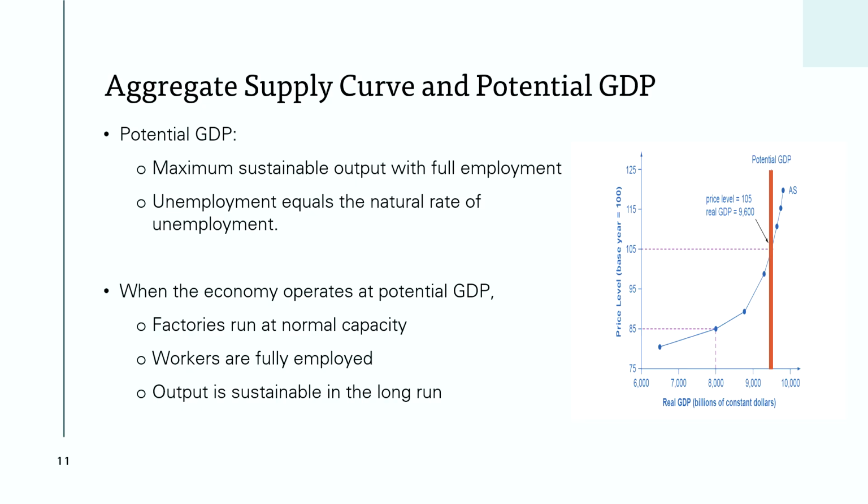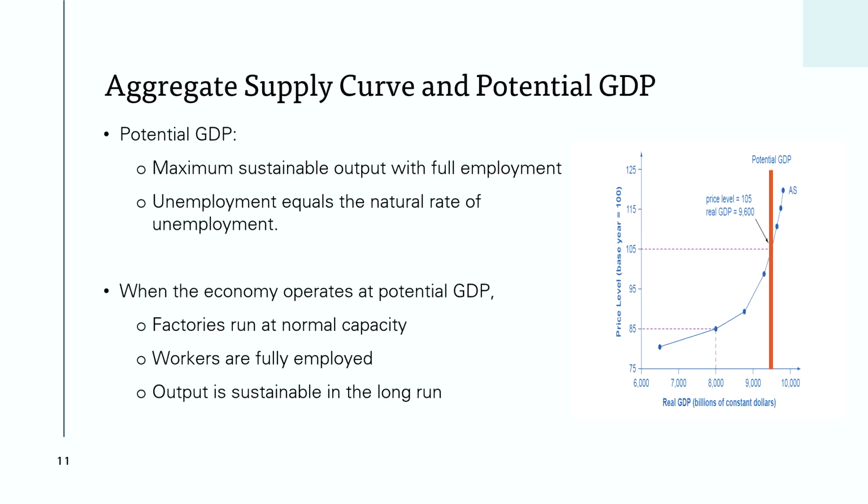Potential GDP represents the economy's maximum sustainable level of output. At potential GDP, most people who want jobs have jobs. Factories and offices operate at normal long-run capacity. The economy is using resources efficiently. Unemployment equals the natural rate, which is calculated by combining frictional unemployment rates and structural unemployment rates.